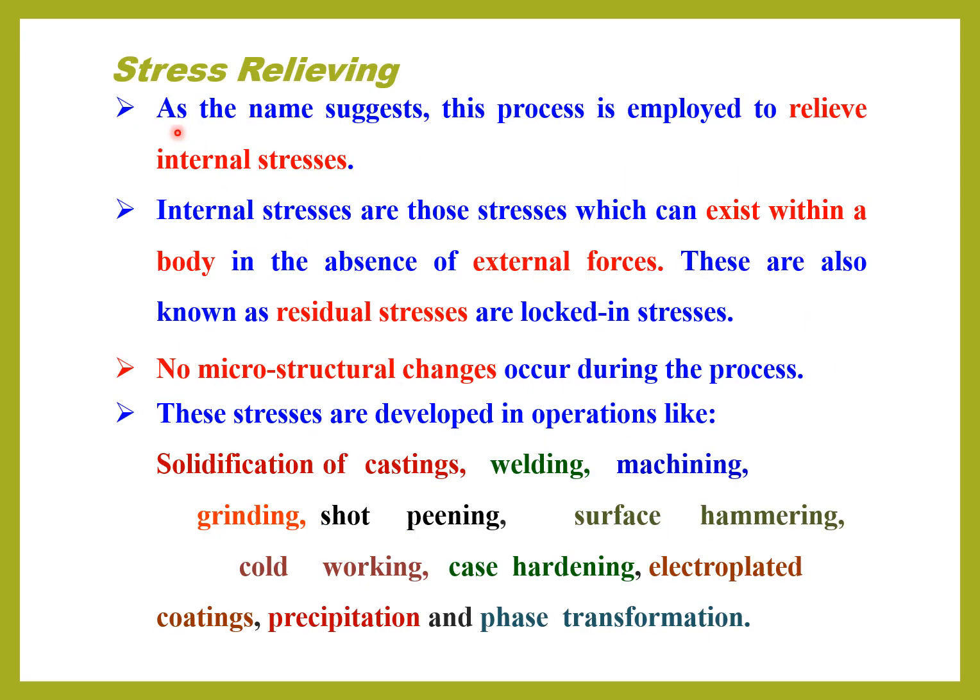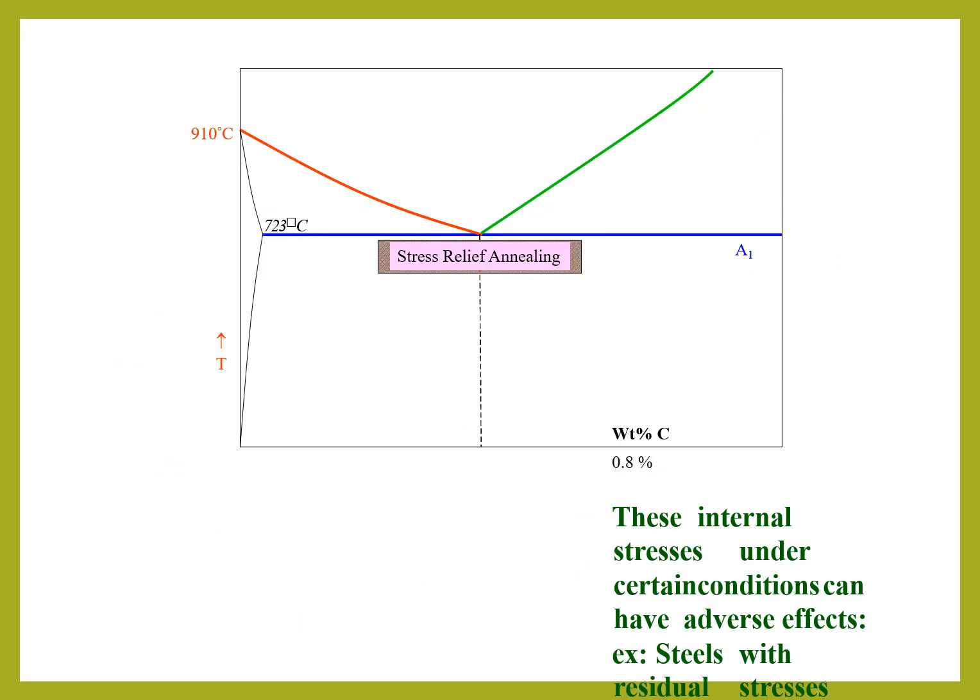So next one is stress relieving annealing. Stress relieving, I told you already. During cold working operations, internal stresses form in the material. These internal stresses we have to remove, and for this we can do this annealing process. For stress relief annealing also, we heat below the lower critical temperature, wait for some time, then slowly cool to room temperature. This process we call stress relief annealing.